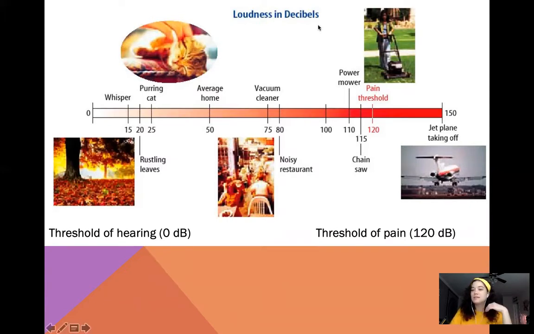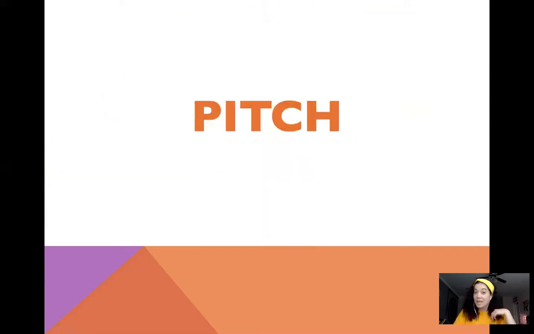A jet plane taking off is at about 150 decibels, and that's why if you've ever been to or seen the jet plane shows where they zoom around and use their trails to make patterns, everyone's got earplugs in, and everyone's got those earmuffs that actually block out the sound. It's to protect your ears because 150 decibels is painful. So there you go. Next thing we're going to talk about is pitch.